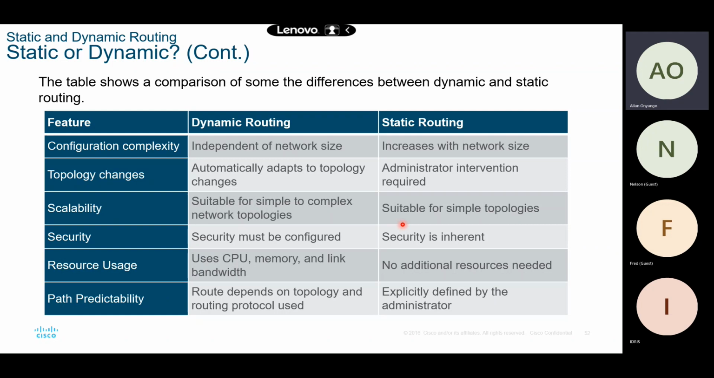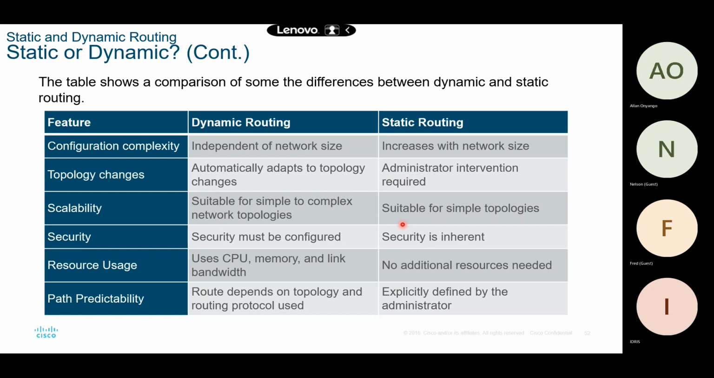Now, in dynamic routing protocols, we have so many messages that have to be exchanged. There are a couple of elections that will also be needed. There's a lot of resource usage in dynamic routing protocols, unlike in static routing, where no additional resources are needed. Then, to predict the path in dynamic routing, the path will always depend on the current topology and the protocol used. But in static routing, the path is always manually defined, and so the path remains as it was configured.